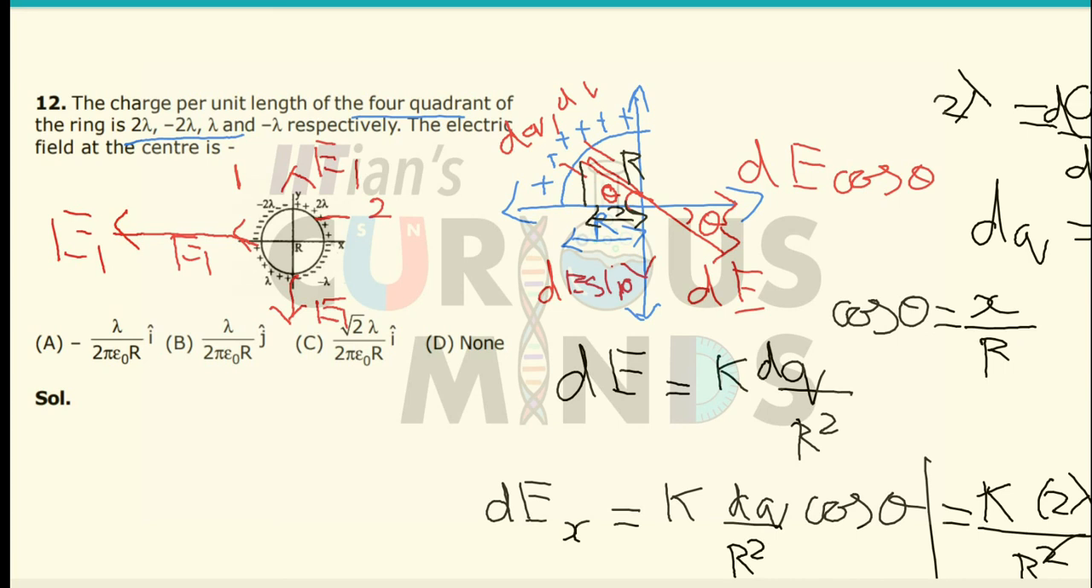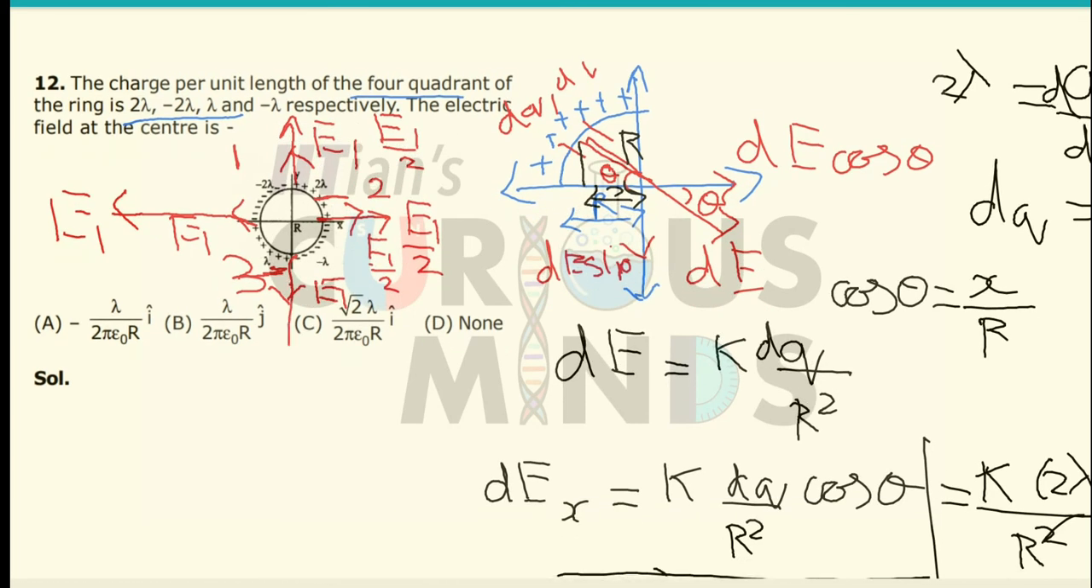Due to the positive λ, due to the third cross section, there will be E1 divided by 2. Why is there E1 divided by 2? Because you can see that the charge per unit length over here is equal to half. So it is equal to E1 by 2 in this direction, and in this direction it will be E1 divided by 2. Similarly, due to the negative charge, in this direction there will be E1 divided by 2, and in the bottommost direction E1 divided by 2.